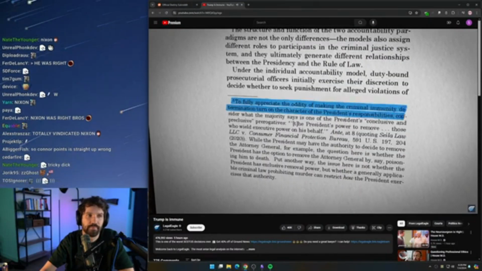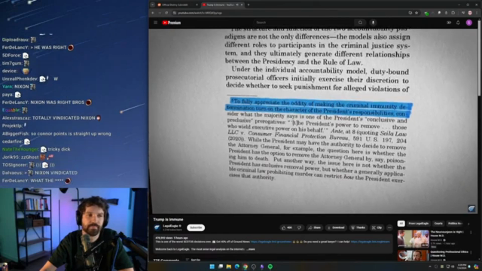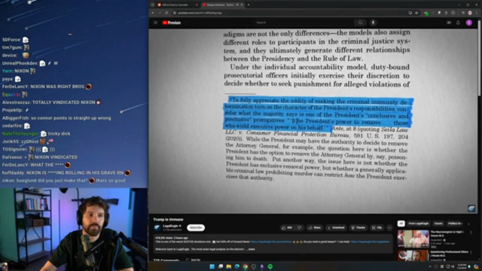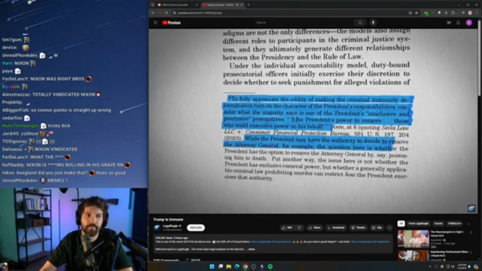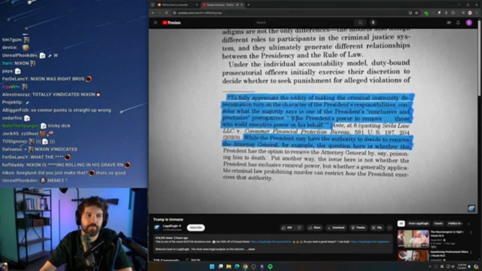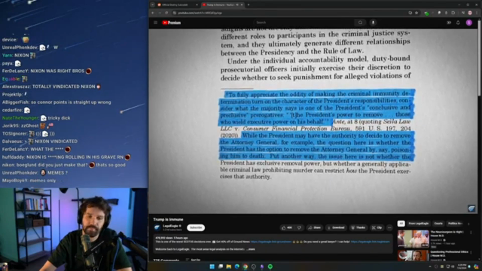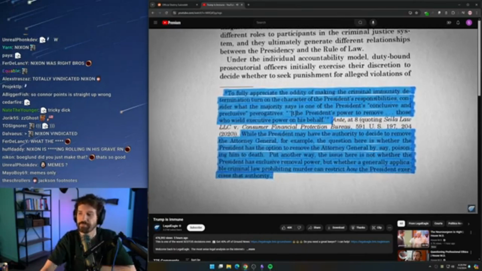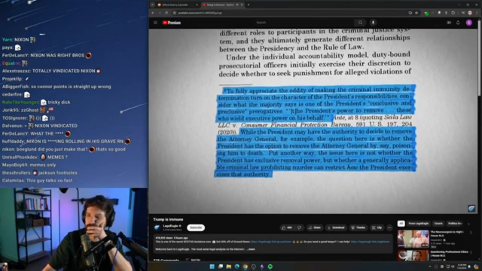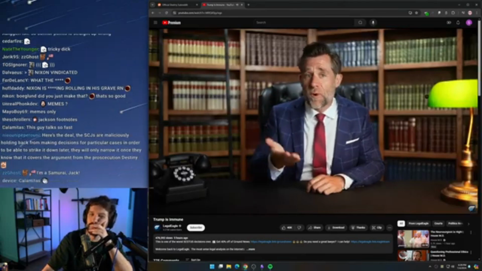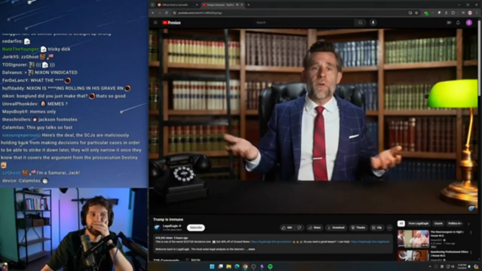She says, quote, "to fully appreciate the oddity of making the criminal immunity determination turn on the character of the president's responsibilities, consider what the majority says is one of the president's conclusive and preclusive prerogatives: the president's power to remove those who wield executive power on his behalf. While the president may have the authority to decide to remove the attorney general, for example, the question here is whether the president has the option to remove the attorney general by, say, poisoning him to death. Put another way, the issue here is not whether the president has exclusive removal power, but whether a generally applicable criminal law prohibiting murder can restrict how the president exercises that authority." And the implied answer in that footnote is that the president is free to poison any member of their staff or cabinet because they have authority to remove that person.